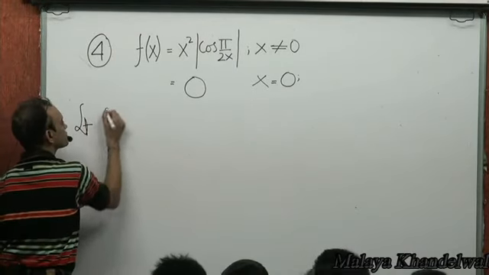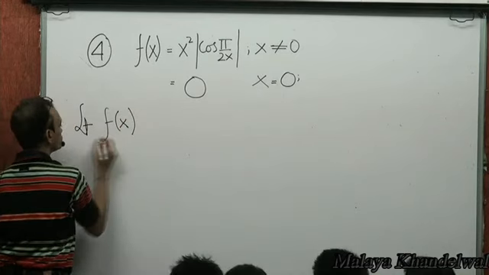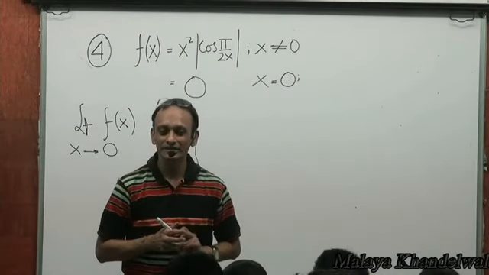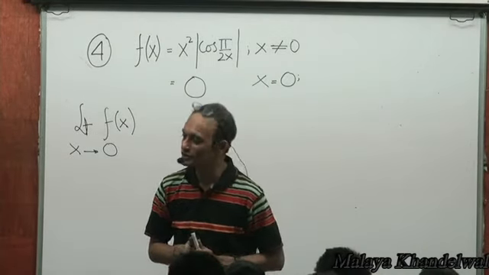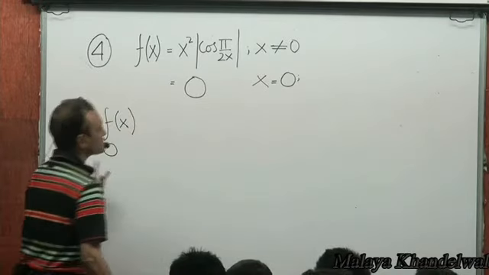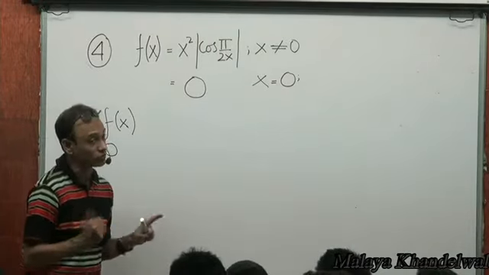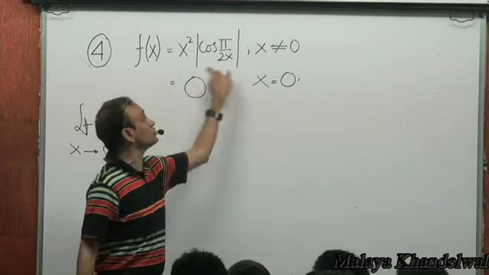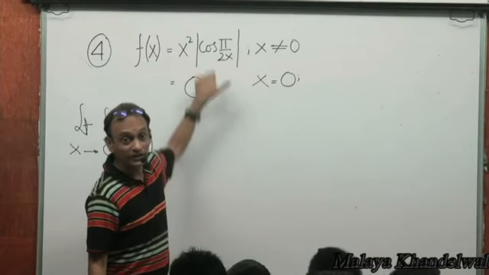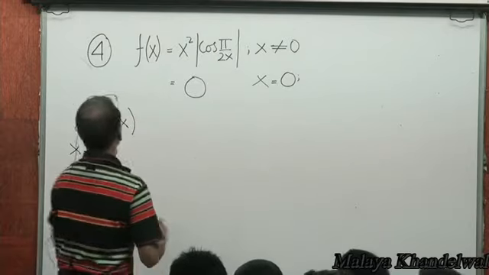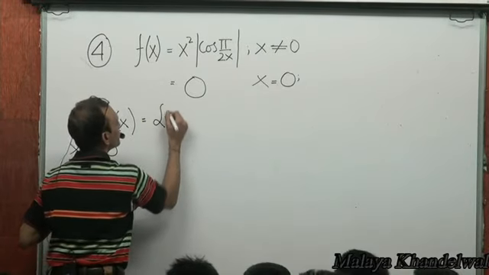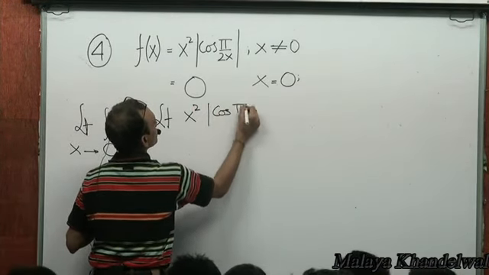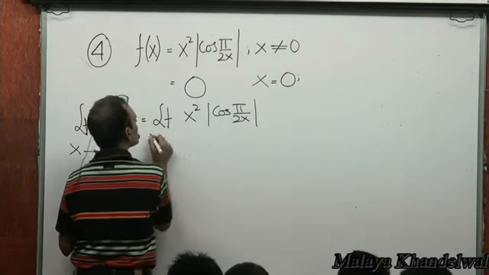Limit f(x), x tends to 0. Because just in case this does not exist, we'll be saved of the trouble of checking for differentiability, right? As x tends to 0, x is not 0. That means x lies in the neighborhood of x equal to 0. This is the description for the neighborhood of x equal to 0. So this then is limit x squared mod cos pi by 2x, x tends to 0.